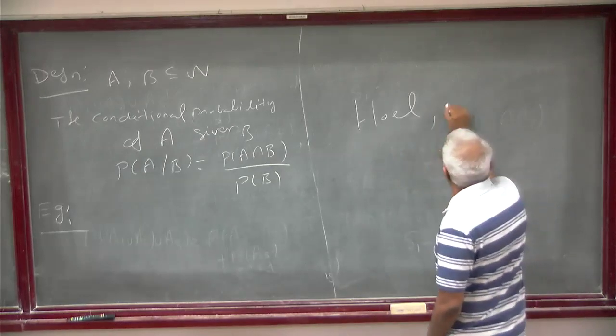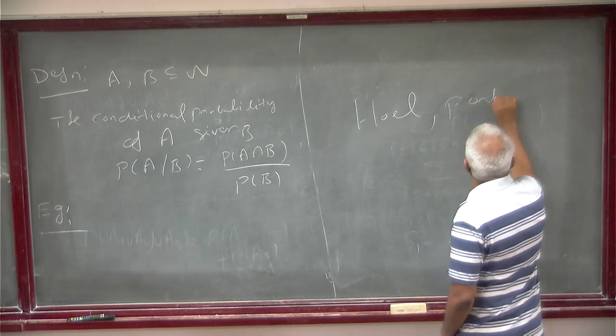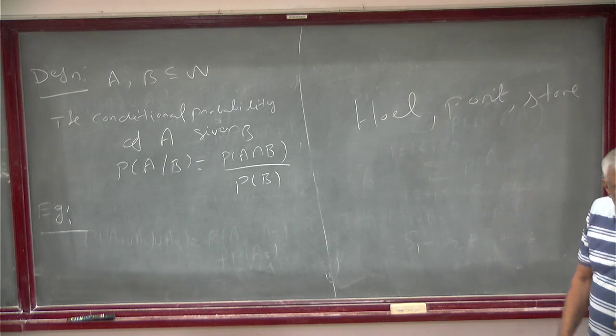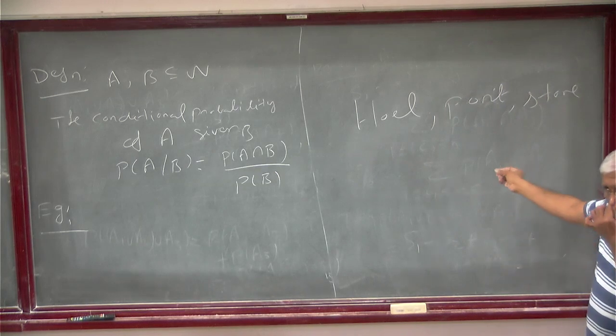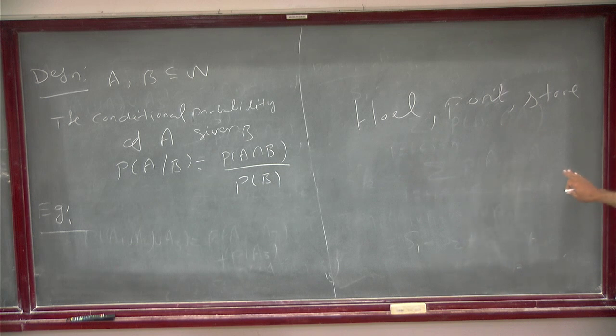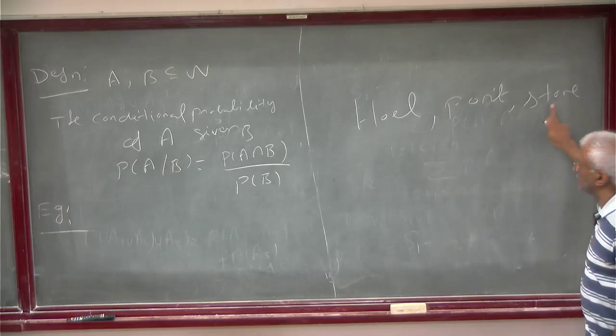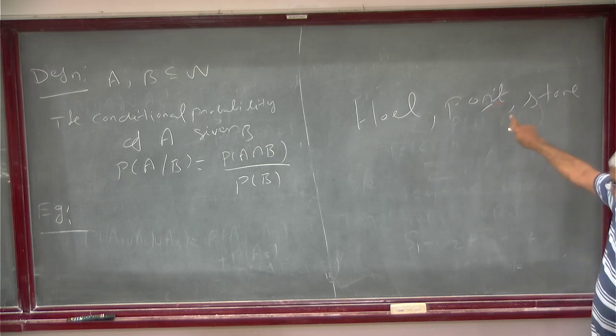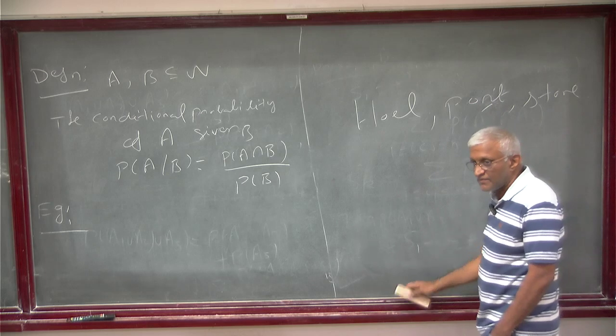I said it in the last class, but after the class maybe some people didn't notice. Hoel, Port, Stone. The book is on the elementary theory of probability. I don't remember the exact title. There are two books by them; the other one is on stochastic processes. This is the elementary probability theory book, so that's what we will refer to. I tried to write the R two or three times, and this is the best I can get.